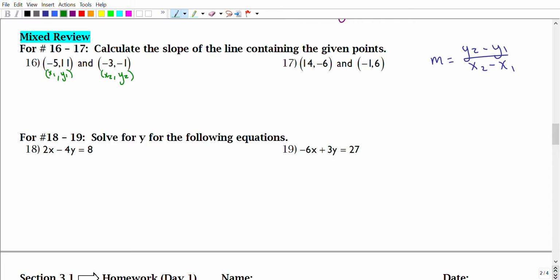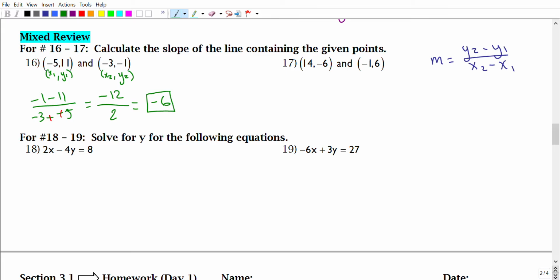Okay, so let's go ahead and take our information. So y2 in this case is -1 minus my y1, which is just 11. And then x2, which is -3, minus my x1, which is -5. So -1 minus 11 is -12 over -3 minus a -5, which is just like saying +5. Okay, so that is a 2. And we get a slope of -6. So -6 is our slope.